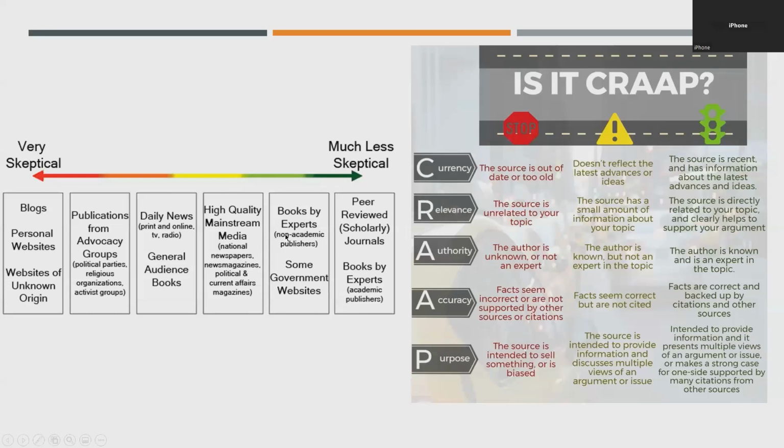I was in the middle of saying, a lot of books that you find in just a bookstore might be written by an expert, but they're probably not published by an academic publisher. Academic publishers don't tend to sell very many books in mainstream bookstores. Books by experts can be a little bit hard to find. Sometimes you have to go to specialty bookstores, or order them online. But if it's published by an academic publisher, those are very, very trustworthy. Those are the high end of our spectrum.